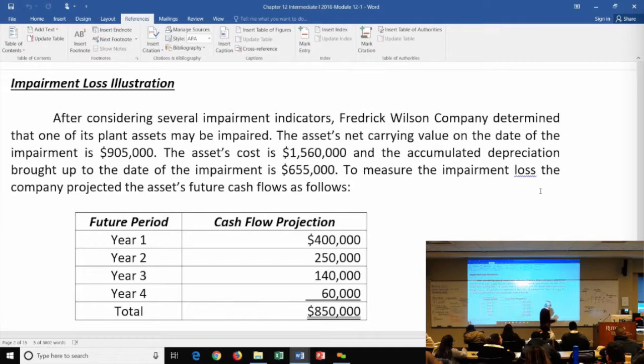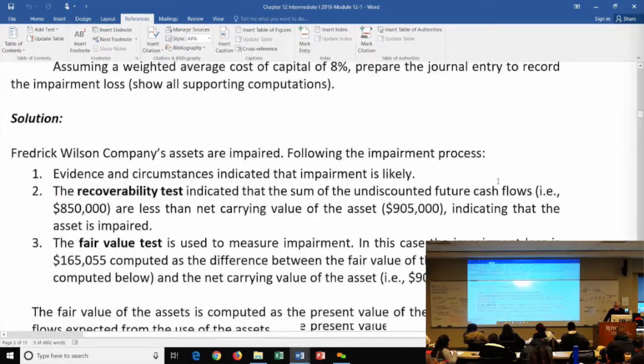If this number was greater than 905, you would stop. Whether or not you see this on a problem remains to be seen, but sometimes that'll happen. What if you have a question where this number might be 950 instead of 905? If I just change one number in here, this becomes 950 and you stop. There's no impairment.